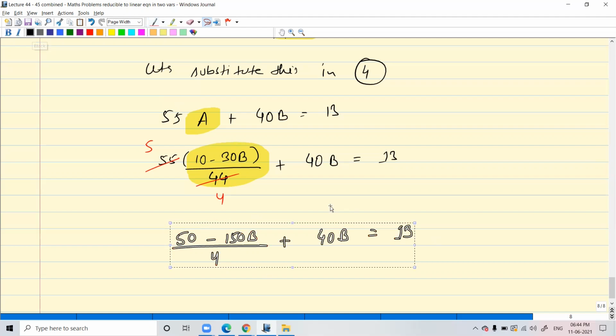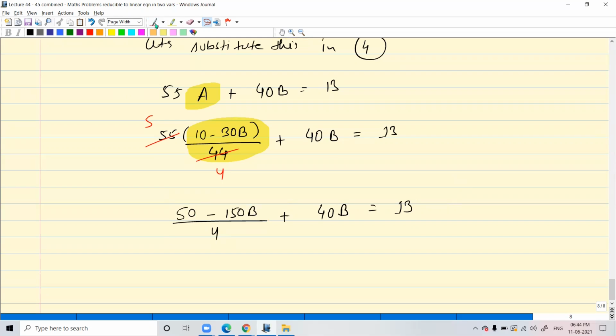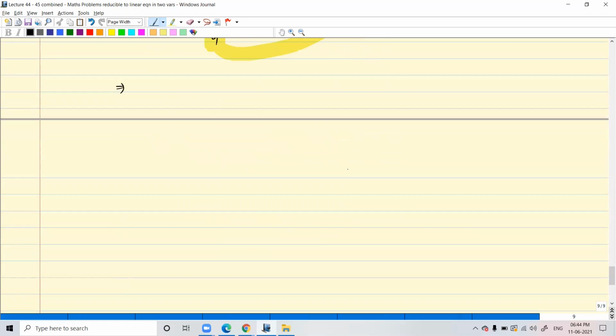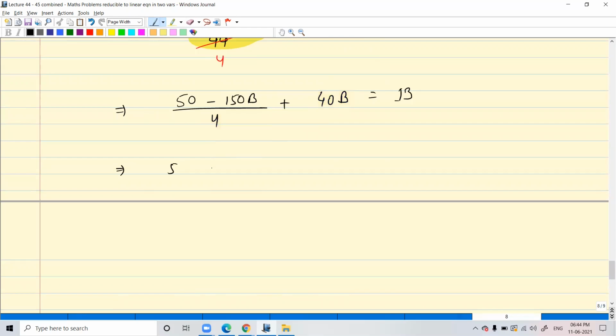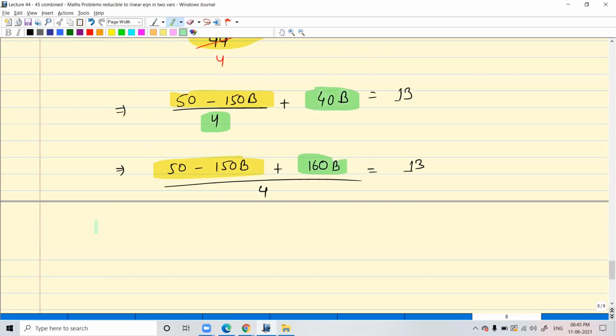Those of you who are comfortable with the calculation, just bear with me for a minute. Now we have to simply solve this fraction. 4 will multiply to this 40b and it will become 160b. So 50 minus 150b plus 4 4s are 16, that is 160b, and the whole thing divided by 4. But this 4 I am going to send to the RHS. Remember, this whole thing is as it is. This 40 and 4 got multiplied and they became 160b.